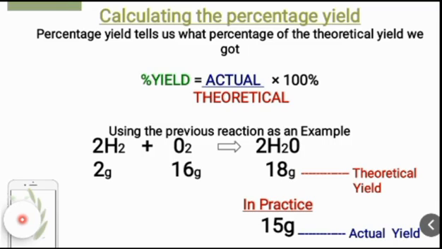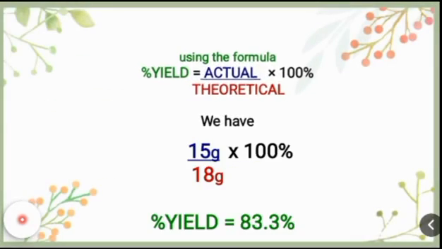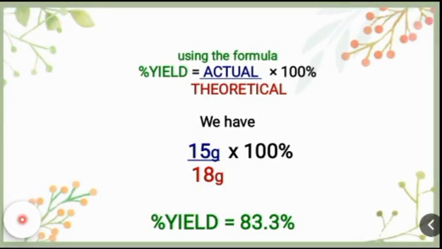But in actual sense, after carrying out the practical in the laboratory, we got 15 grams of water instead, which is our actual yield. Therefore, following the formula, we have 15 grams, which is our actual yield, over 18 grams times 100% to give us a percentage yield of 83.3%.